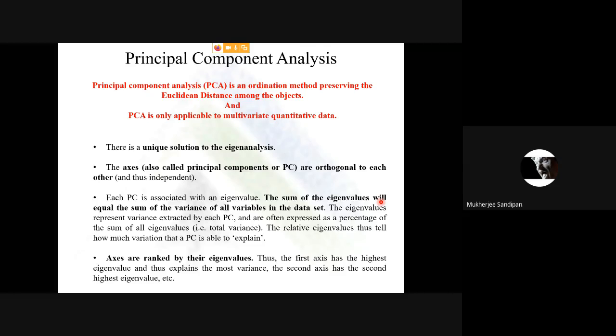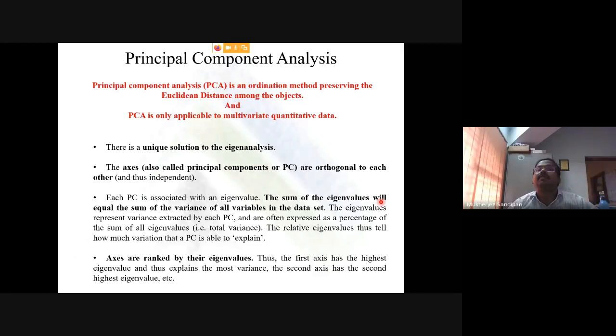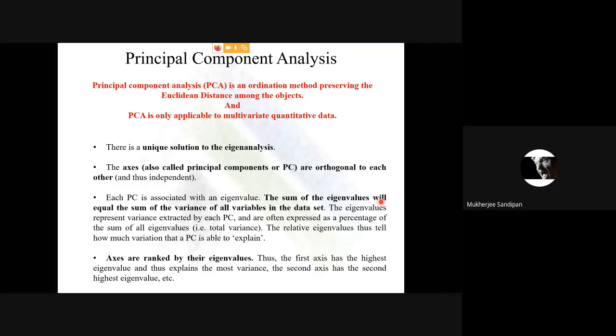And simultaneously, if you have an N cross P matrix, you have P cross P number of PCs, and the sum of all these PCs will be equal to 100%, and they will explain all the variance. But in most cases, we plot only PC1 and PC2 against each other. Axes are ranked by the eigenvalues that I have told you. So they have a direction, they have a value.